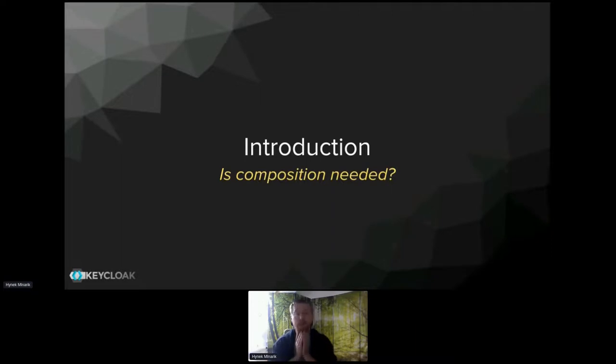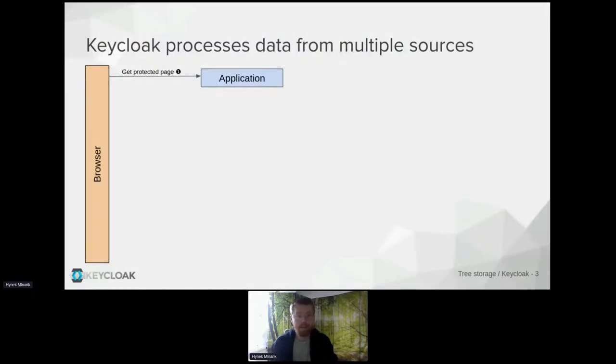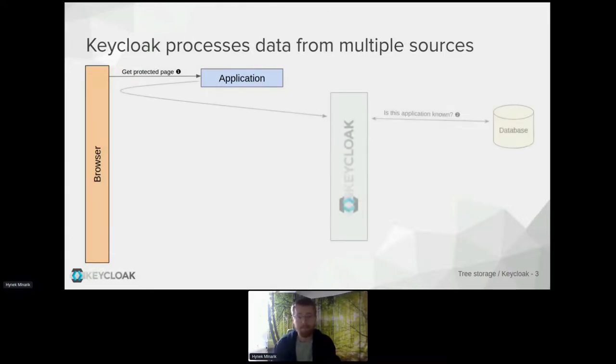So tree storage is about the composition. And Michal already showed some example, and I will go through that example to answer the question whether the composition is really needed. So that's the motivation slide that you've already seen, slightly amended. So the setup is again the same. There is a browser. It wants to get some application page that's protected. And it reaches out to Keycloak, and Keycloak checks whether this application is known. So it would actually get to the database.